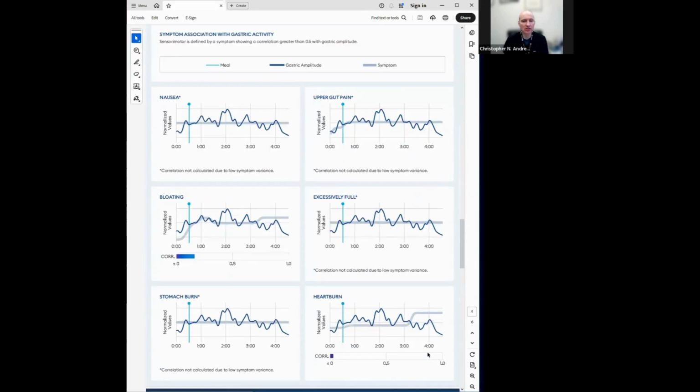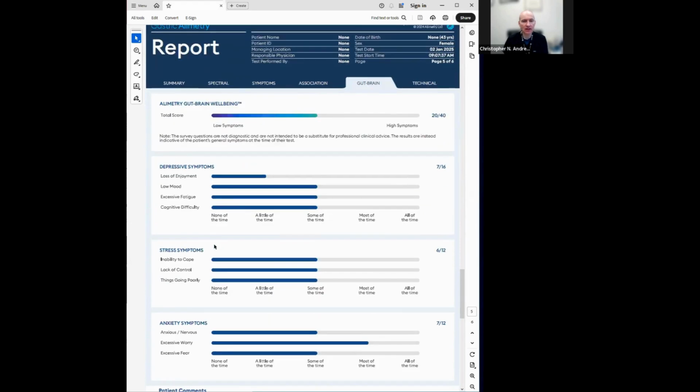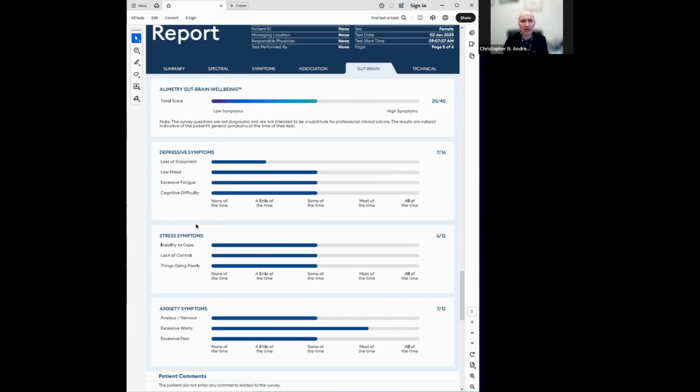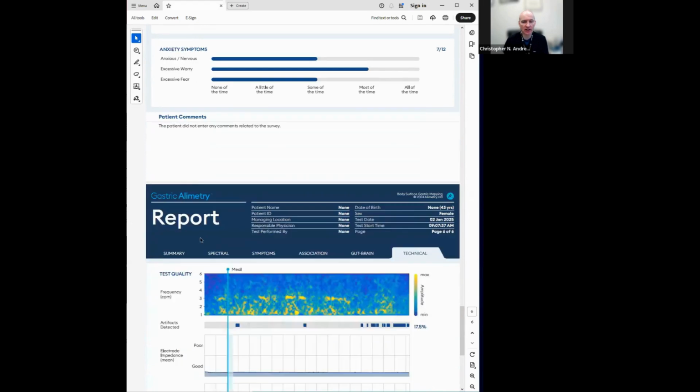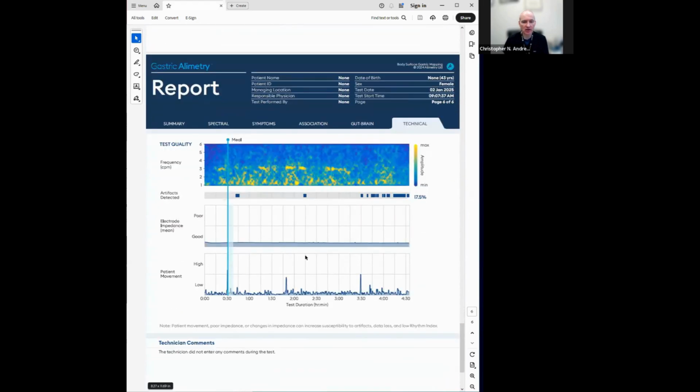We still have the correlation curves, and this measures both the gastric electrical activity as well as the symptoms over time. And you can see that there are really no significant correlations at all between the symptoms and the gastric electrical activity. And then finally, the gut-brain well-being is broken down into the individual questions that we can look at. And then finally, we do have the technical page, which allows you to look at both patient movement to correlate with artifacts, as well as any technician comments that your technician may have put in during the test.